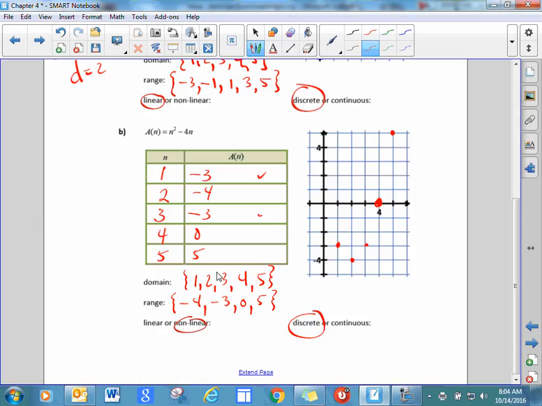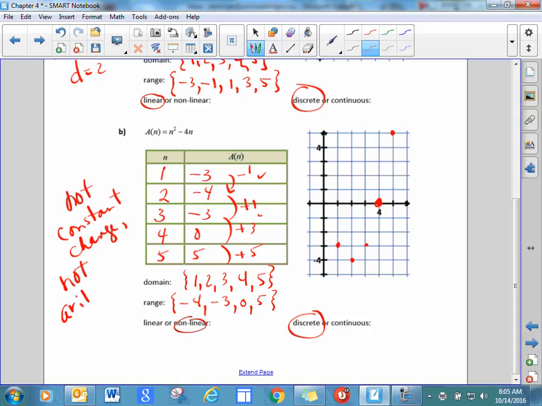So there is no common difference, because when you look at how we get from here to here, that would be a minus 1. From here to here would be a plus 1. From here to here would be a plus 3, and from here to here would be a plus 5. So this is not constant change. So it's not arithmetic. So there is no d like there was in the example above.